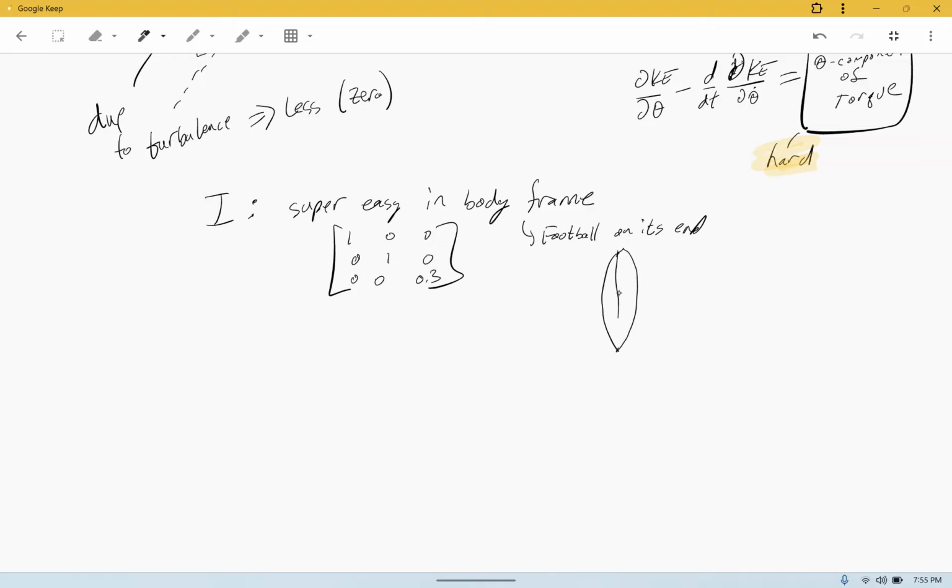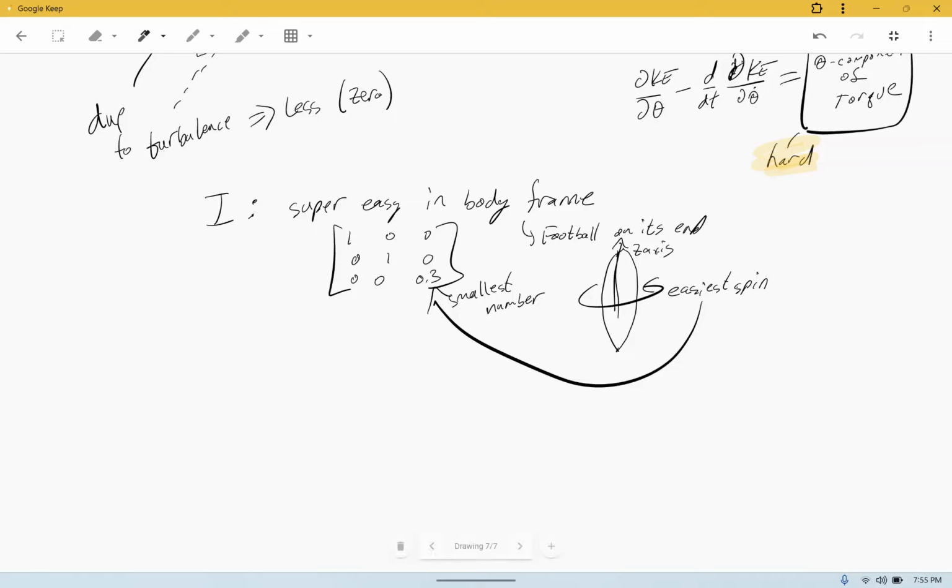Or this is, oh, I can't draw. This is the z-axis. And I'm just saying that this is the easiest spin, which is why this is the smallest number. Now, I'm not bothering getting my units right. I just need to have everything relative and we're good to go. So it's super easy in the body frame.